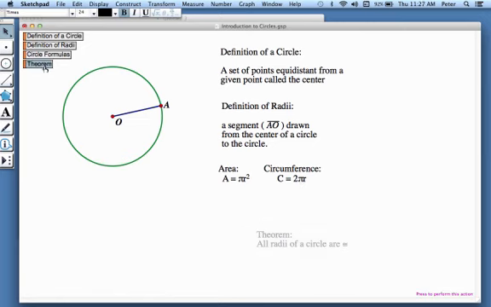Finally, the theorem is pretty straightforward and really very useful, and that is all radii of a circle are congruent. Unlike most of the theorems, it's not presented in conditional form. It's kind of like the theorem we just learned on vertical angles.